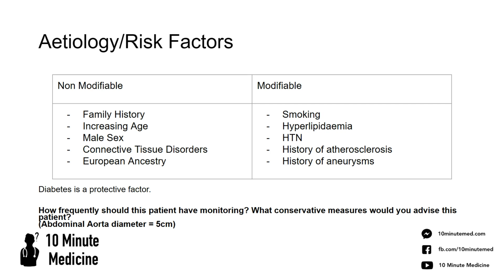Non-modifiable risk factors include patients who are male, increasing age, or have a family history of AAAs, as well as patients who have connective tissue disorders and who have European ancestry. Interestingly, AAAs are less common in patients with diabetes. So how frequently should this patient have monitoring? And what sort of conservative measures would you advise for this patient?